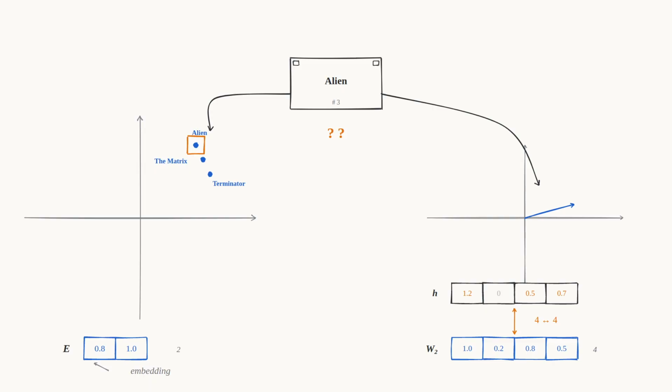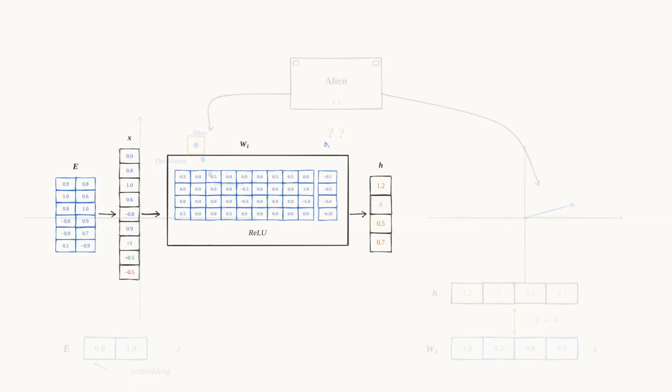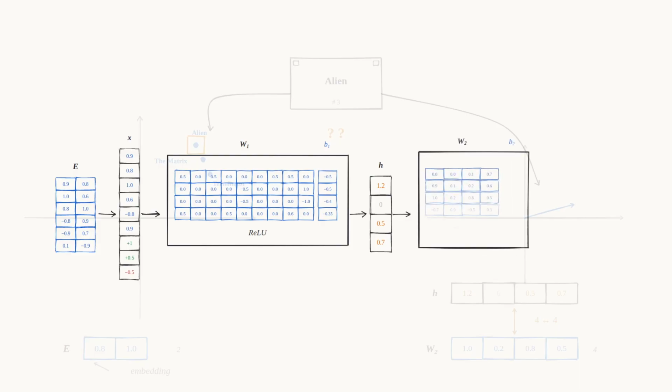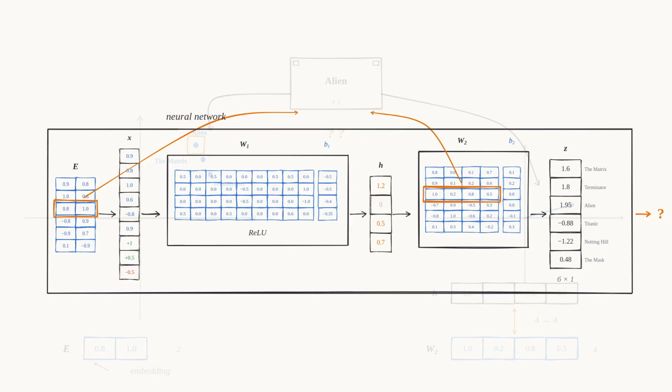One usage note. When people say the film's embedding without qualification, say to find similar films, or to reuse the vectors in another task, they usually mean the input one, the row of E. We'll follow that custom. Okay, back to our scores. 1.6, 1.8, 1.95, minus 0.88, minus 1.22, 0.48. The ranking of the candidates is already visible, but we promised chances, not scores. To turn one into the other, we'll need a new function.